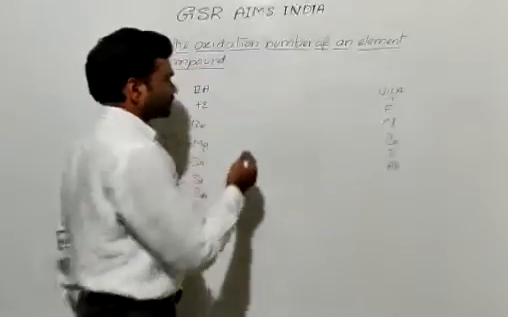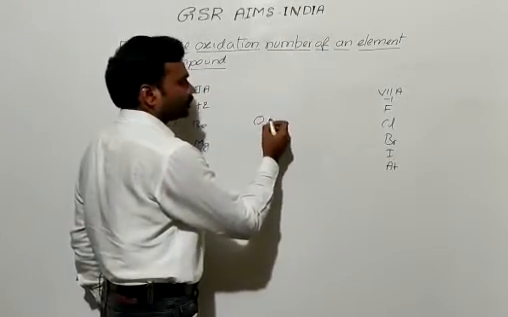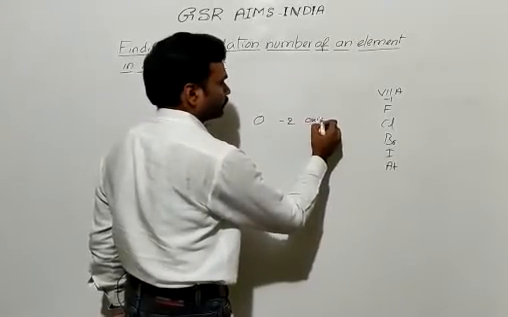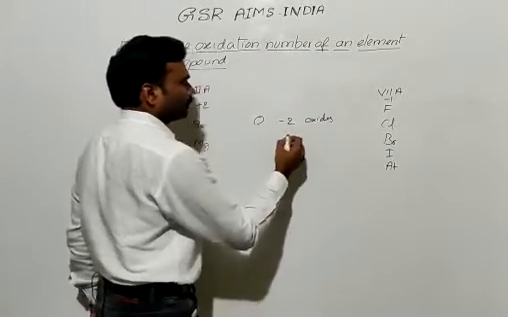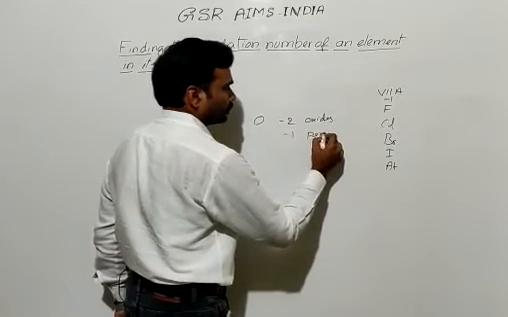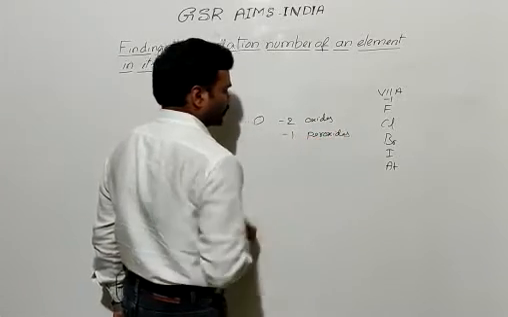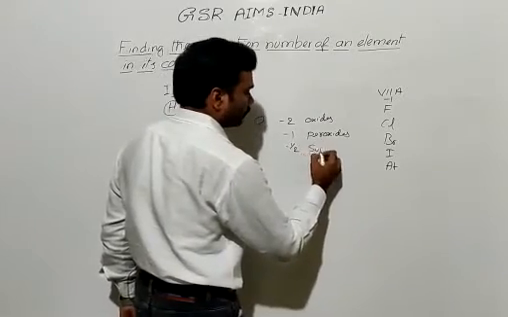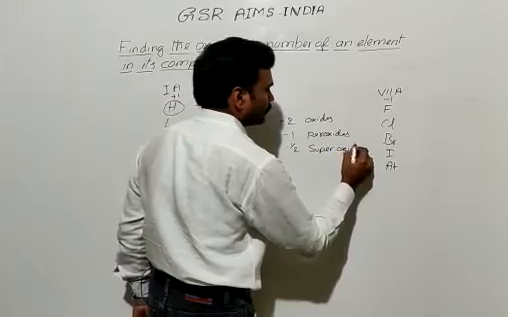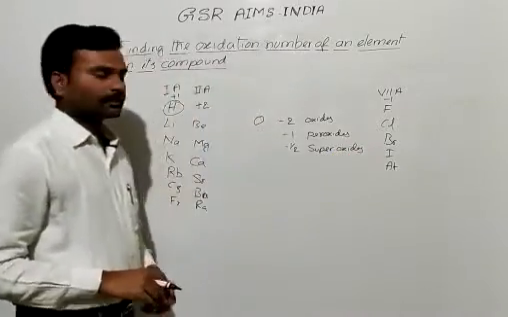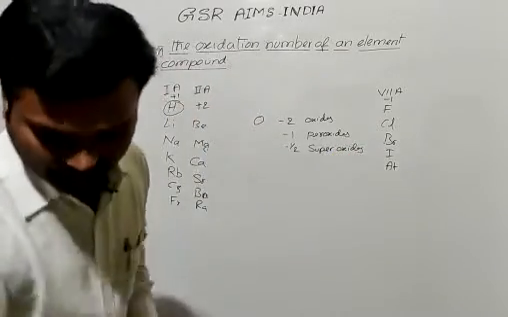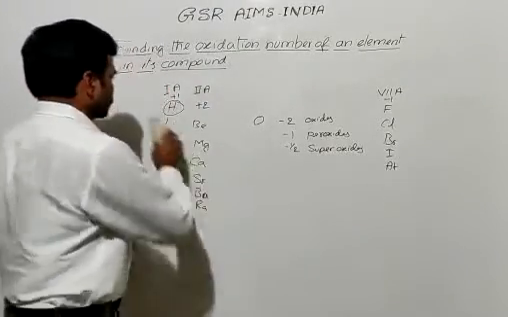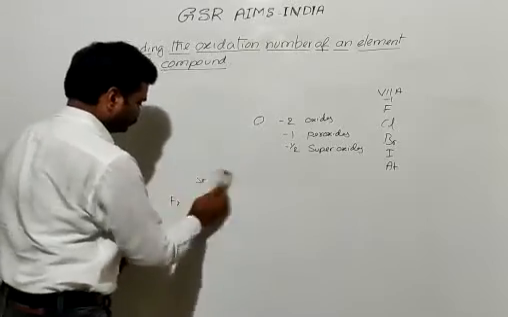In normal conditions, the oxidation number of oxygen will be -2 in oxides, -1 in peroxides, and -0.5 in superoxides. And by keeping all this in mind, we can find out the oxidation number of an unknown element from its compound. Let us see that now.